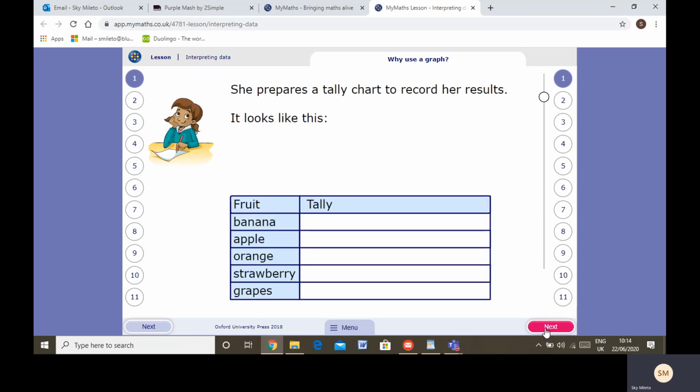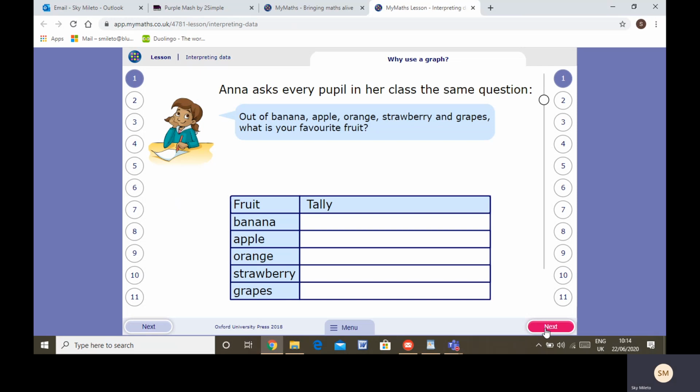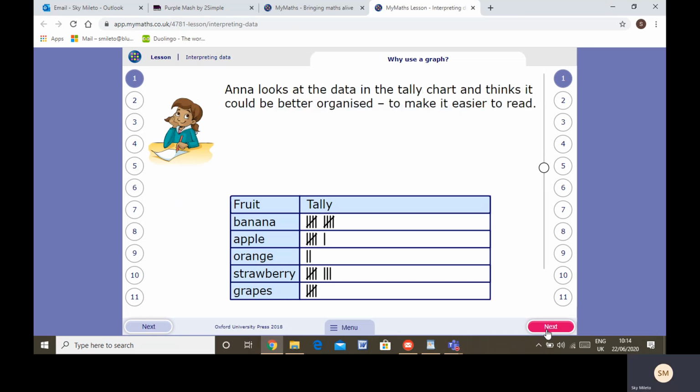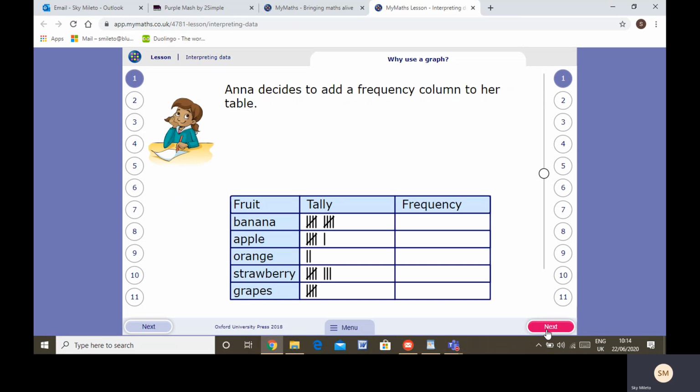So how should she record her survey? She prepares a tally chart, which looks like this, as we've learnt, and every child places a tally on their favourite fruit. Anna looks at the tally chart and thinks it could be better organised to be easier to read. First, she puts the frequency in so that she can see the numbers much more clearly than the tally.